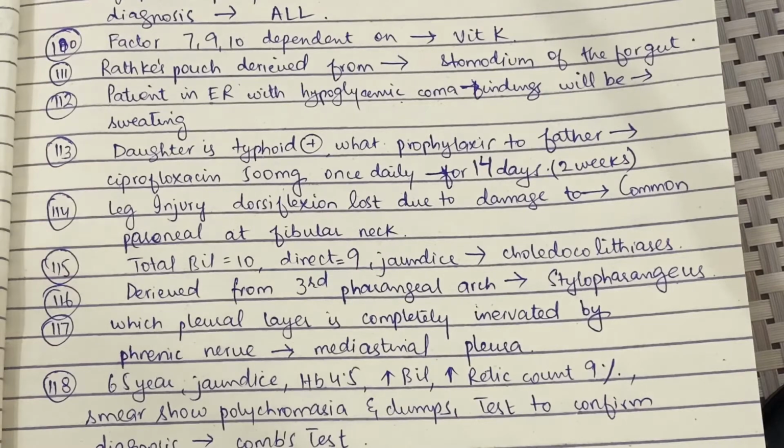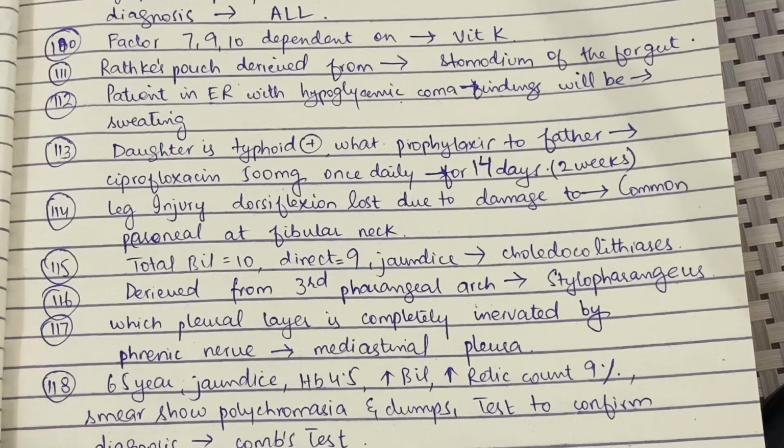Total bilirubin is 10, direct is 9, and patient has jaundice. Choledocholithiasis. Derived from the third pharyngeal arch is stylopharyngeus. Pleural layer completely innervated by phrenic nerve is mediastinal pleura. 65-year-old, jaundice. HB is 4.5, bilirubin is increased, retic count is increased to 9%, smear shows polychromasia and clumps. Test to confirm diagnosis is Coombs test.